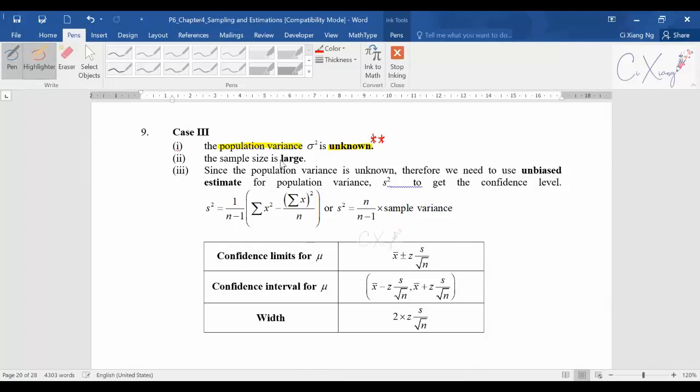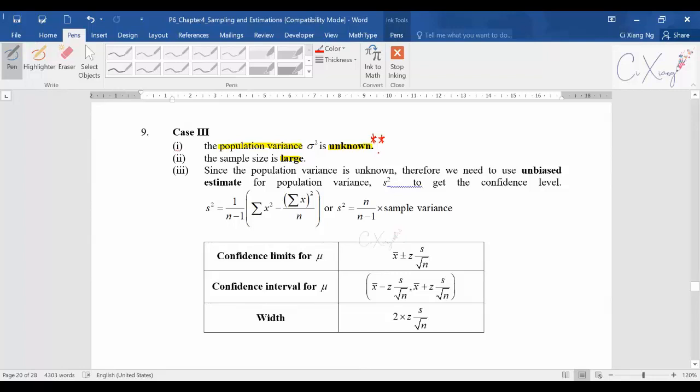And then you have to, of course, make sure that the sample size is larger. Again, if your population is normal, then any size. If population is not normal, then you have to make sure that the sample size is large. So for this case, it is a bit special because one of the rules is your population variance, you don't know what is the value.